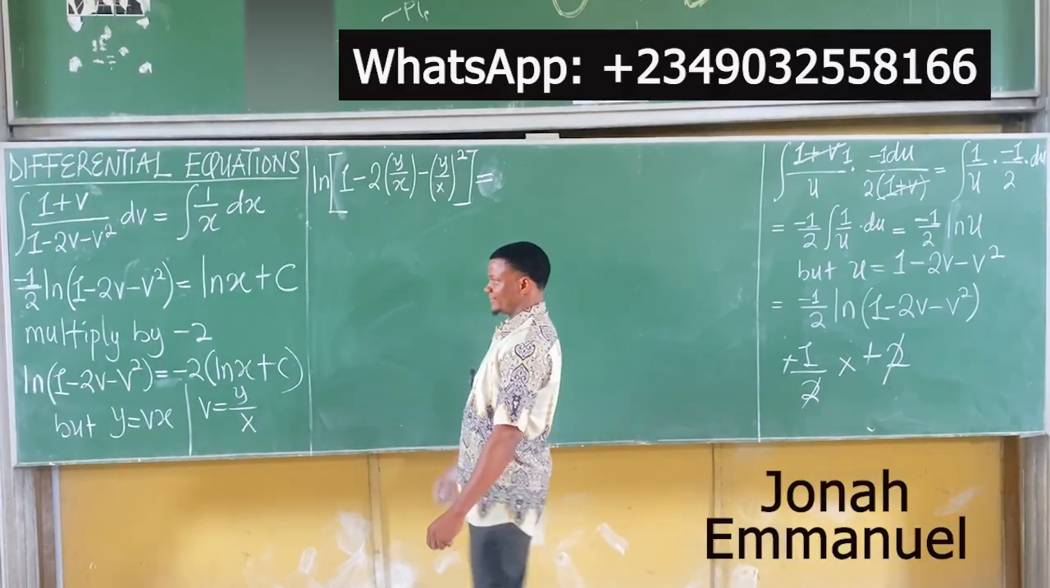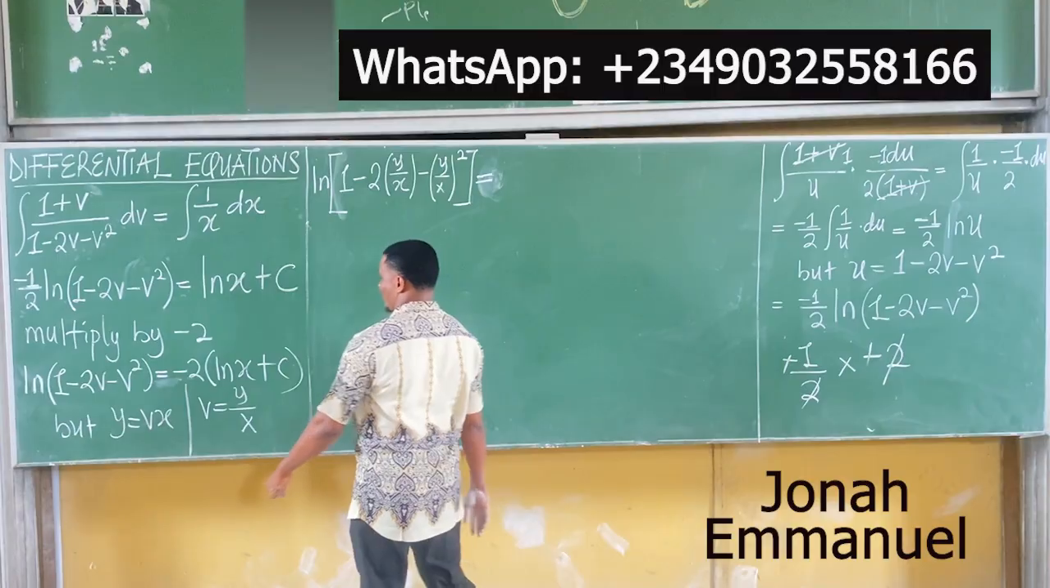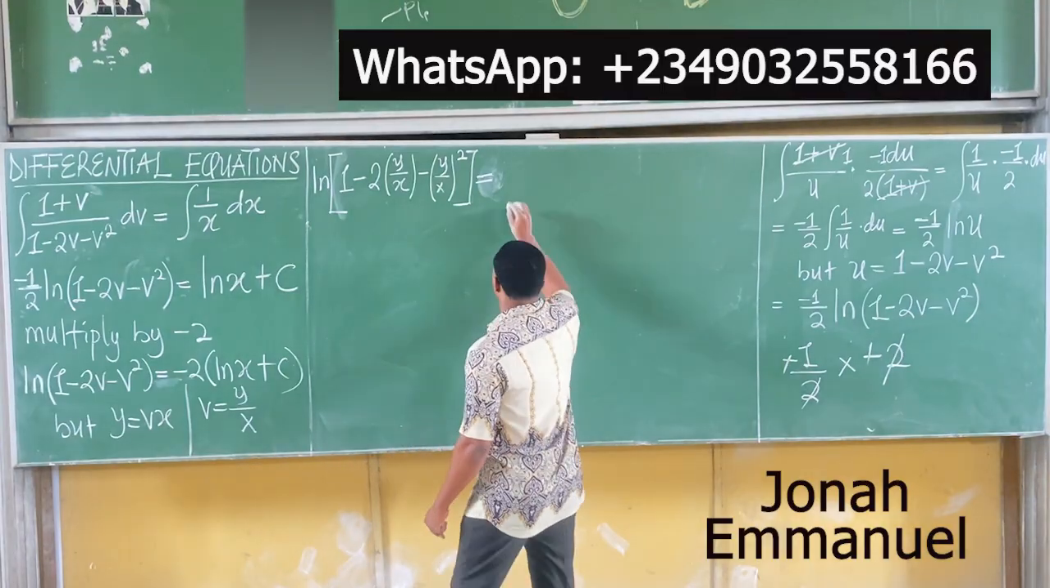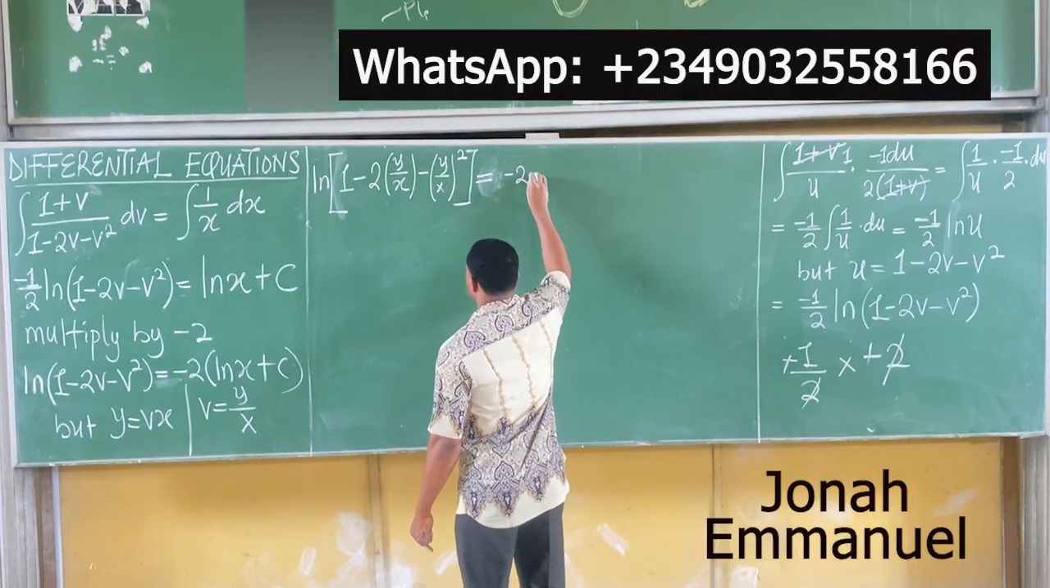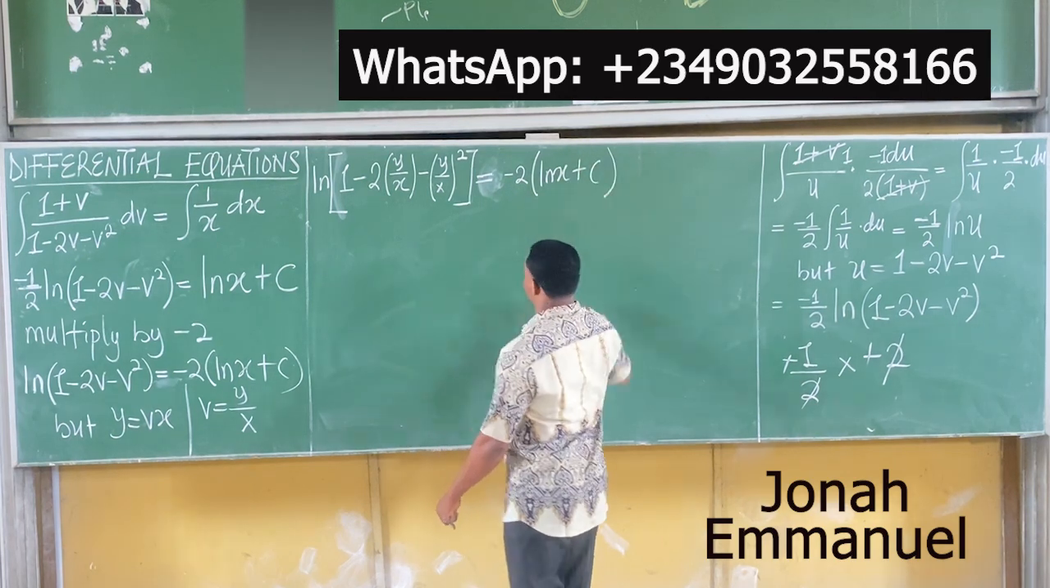If you want to eliminate the ln first, no problem. This is equal to minus 2 into ln x plus c. So I have this.